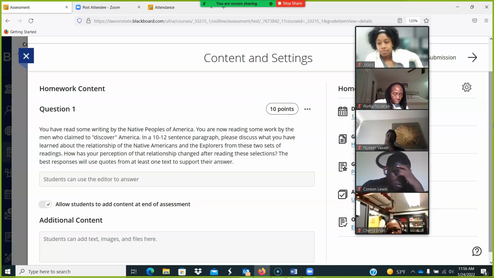The best responses will use quotes from at least one text to support their answer. And one of the things that we'll notice as we read these explorers is that they all talk about interactions with the native people, right? But they're talking about it from a European's point of view, which is very different from a native person's point of view. And I'm asking you to think critically here about what that relationship was like between the European explorers and the native people who were already here. And given what the native people wrote about the bad behavior of the people and what will come if people don't treat each other right, what do you think their response would be to the explorers? So we're going to dive into that idea, okay?